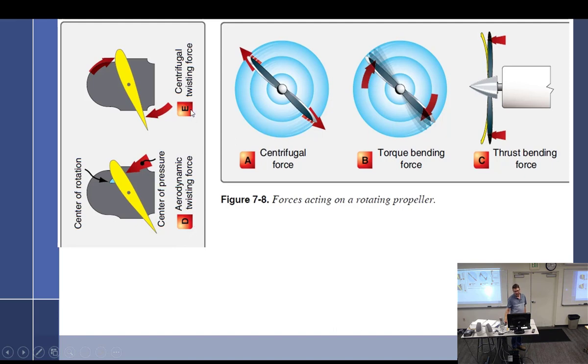We'll go to E. A, B, C, D. We'll go to D. So D, aerodynamic twisting force. It's nothing more than thinking about this as a wing. And so as a wing, you're going to have a high pressure down here and a low pressure here. And because of the way the center of pressure is against the center of rotation, it makes that blade want to go to a high blade angle.